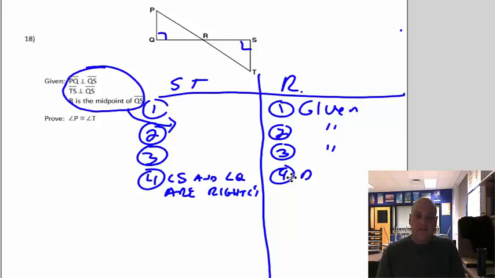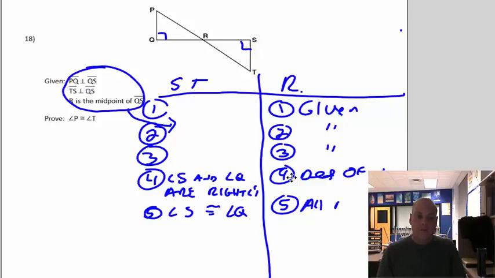Okay, and that's the definition of perpendicular. And then we're going to say angle S is congruent to angle Q. And that's going to be all right angles are congruent.